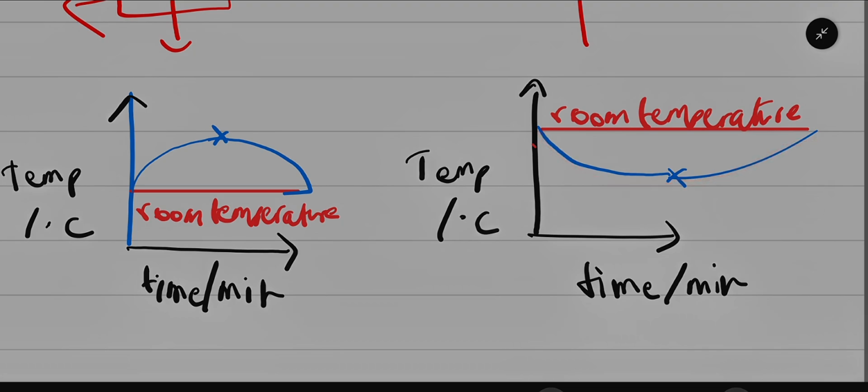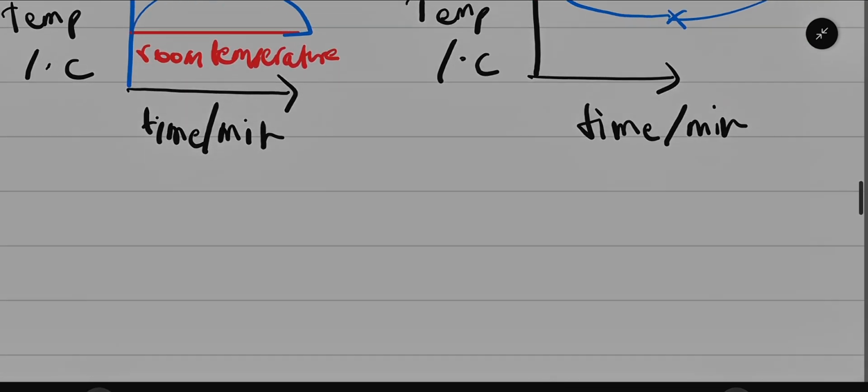Okay, next up we need to learn a few examples that are always endothermic and exothermic. So let's go ahead and start off with types of exothermic reactions.